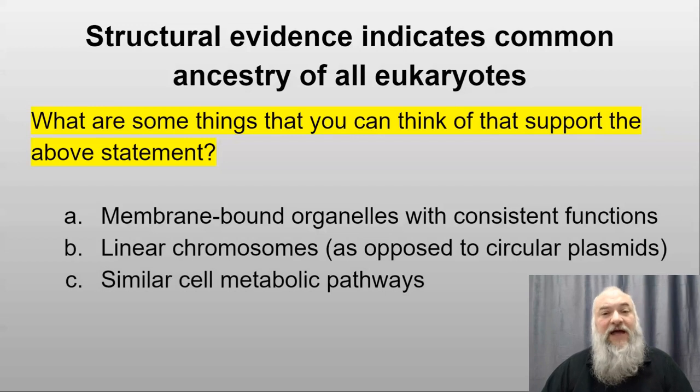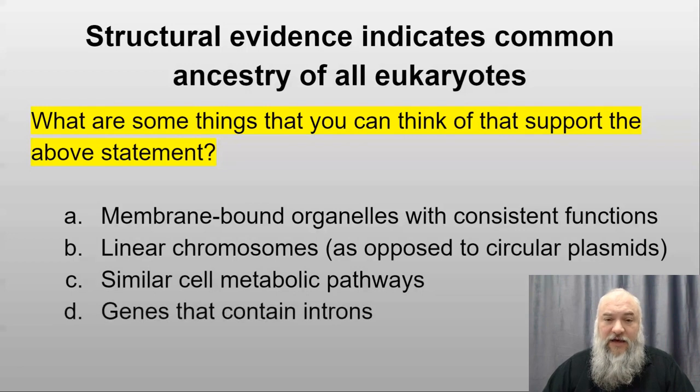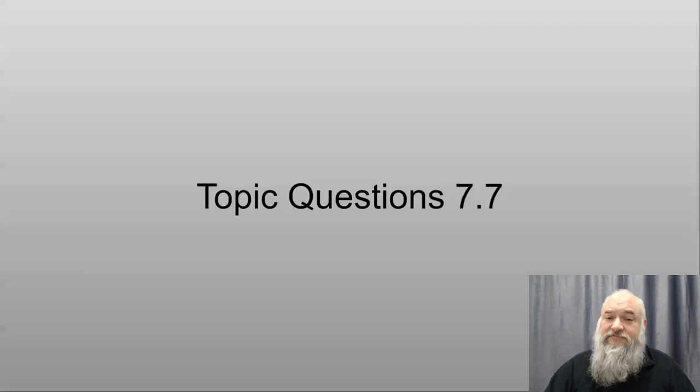Similar cell metabolic pathways. So if you follow some of the molecular pathways, the GTP, the signaling stuff, a lot of that stuff is similar in eukaryotes. Our genes contain introns. Prokaryotic ones didn't. We've got introns. They don't. There's another one. And there are more, but those are just a few that I thought of. Okay. You might have some others.